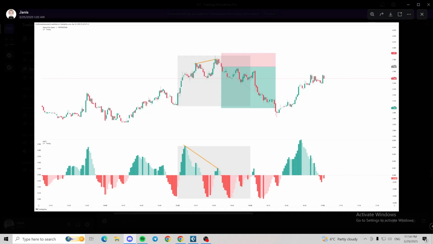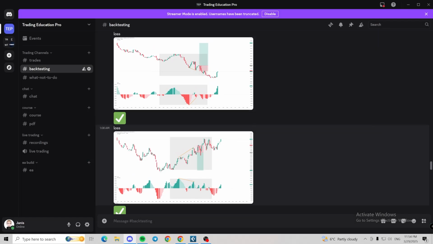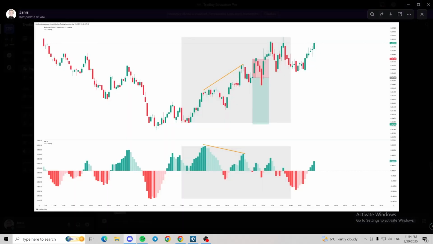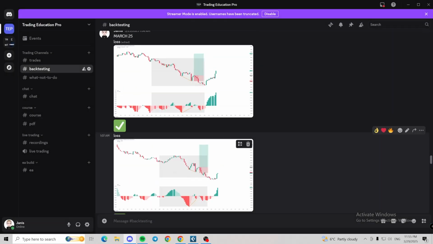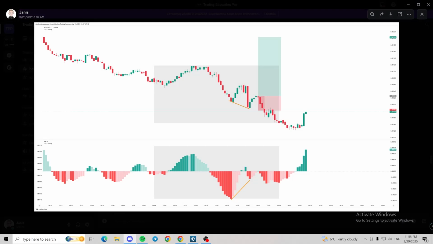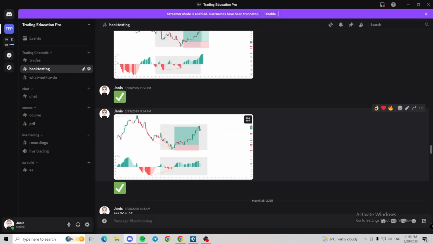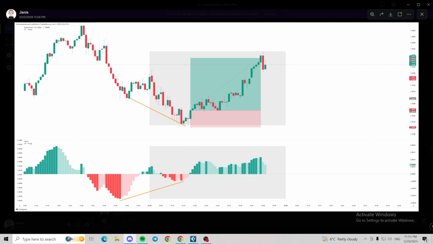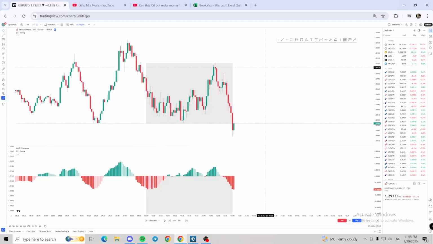So here as well, just a regular divergence, enter when the new bar closes. So also there are losses as well, but the histogram is good, everything is good, so it's okay. Losses are part of the game here, right? So this is what we're looking for.